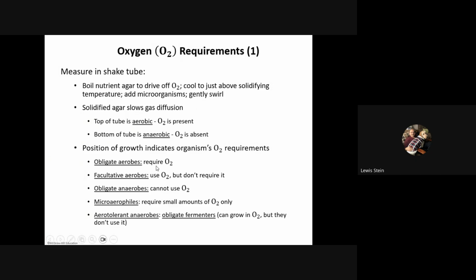Obligate aerobes, we must have oxygen. You're going to see facultative aerobes, okay, use oxygen but don't require it. The word facultative is important. Facultative means that you have the faculty or the capacity or the ability to do something. So a facultative aerobe can grow anaerobically.